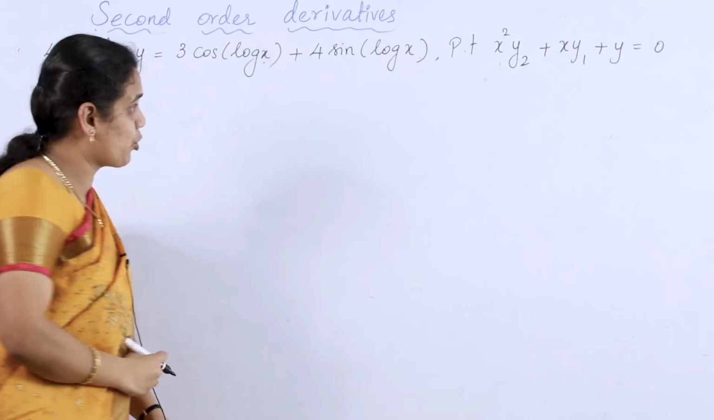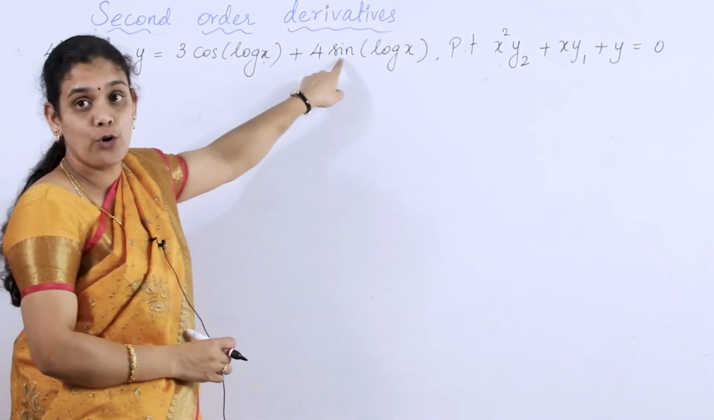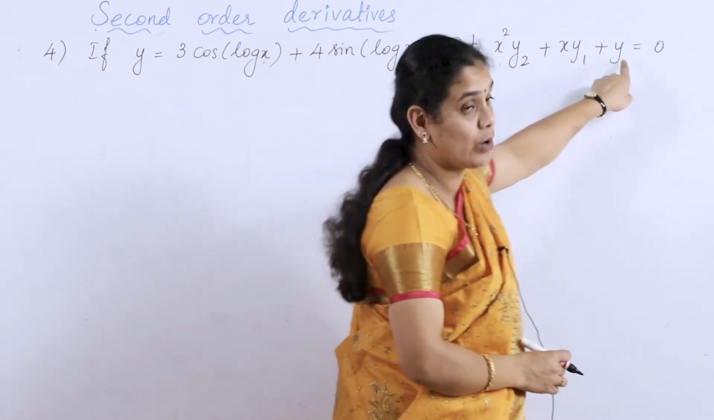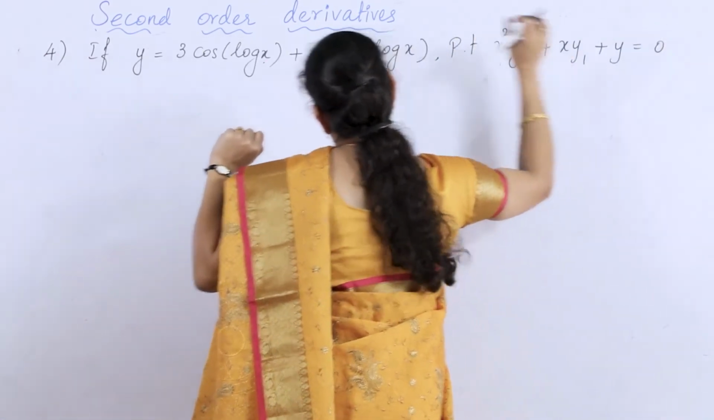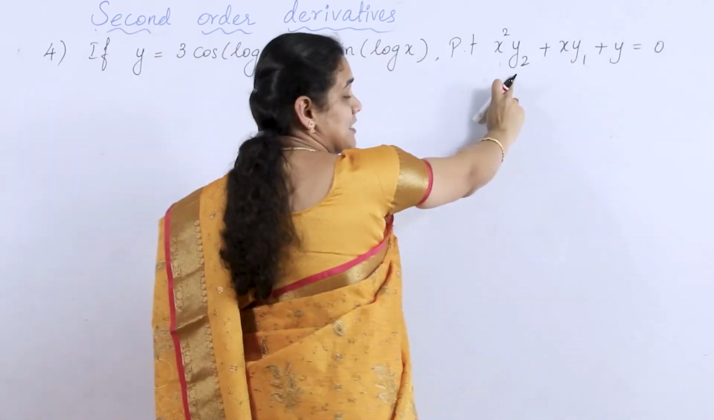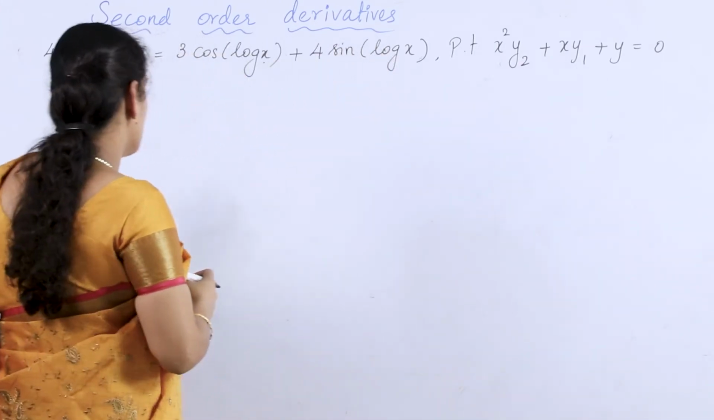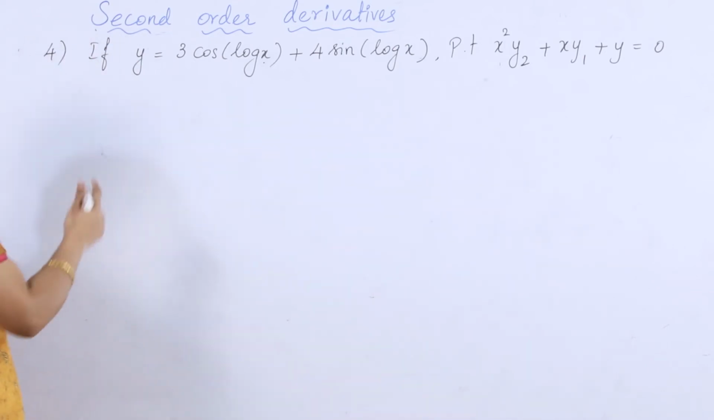The next problem is, if y is equal to 3 times cos log x plus 4 times sin log x, then prove that x square y2 plus x y1 plus y equal to 0. So we have to bring out this equation. This y2 represents the second order derivative, and y1 is the first order derivative. So we first find these two derivatives, then we substitute in the equation to get 0.